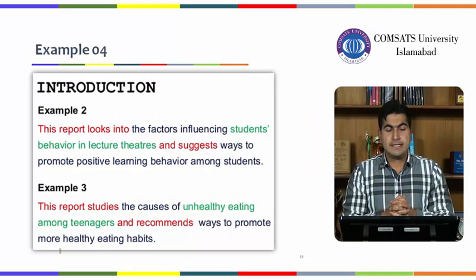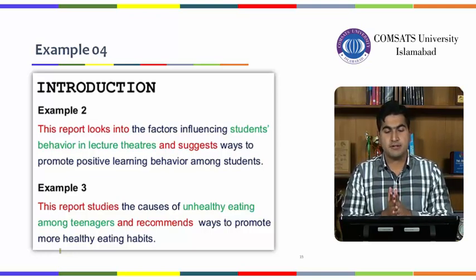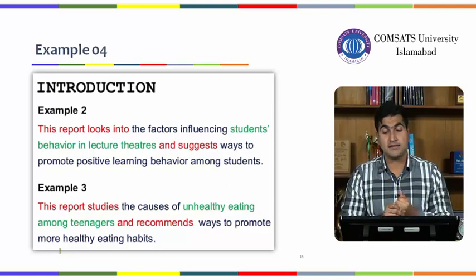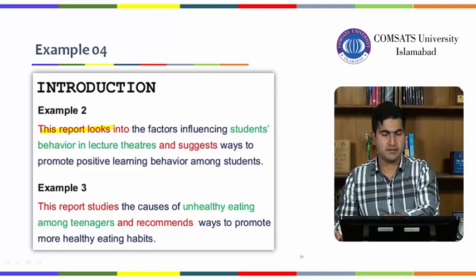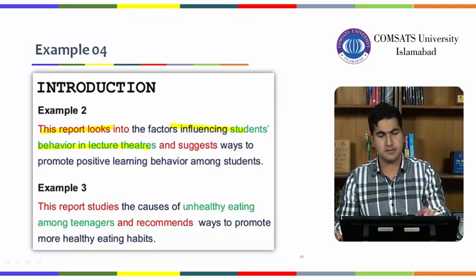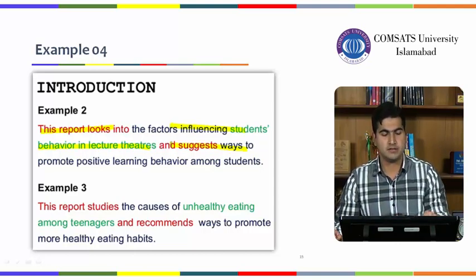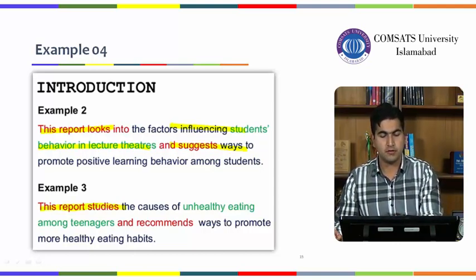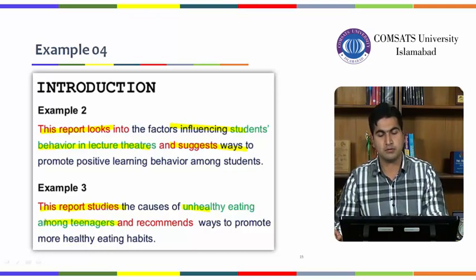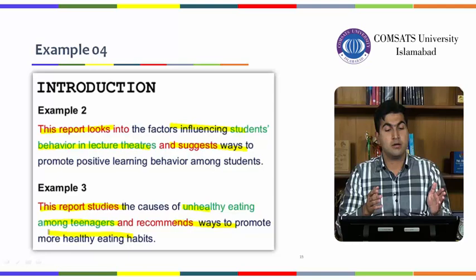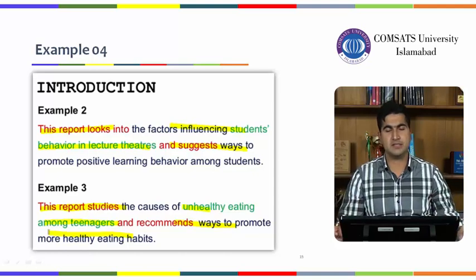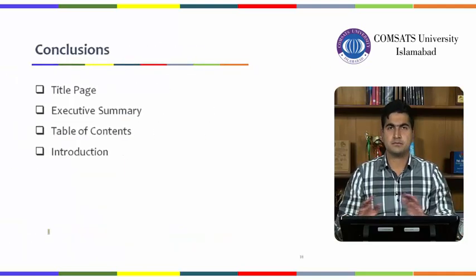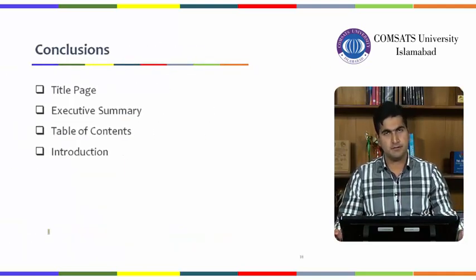Another good example to understand things: this report looks into the factors influencing students' behavior in lecture theatres and suggests ways to improve it. So, purpose: factors influencing student behavior in lecture theatres, the basic problem, recommendation. That's how you do it. This report studies, purpose, causes of unhealthy eating among teenagers, the basic problem, and then recommendation. So, in such a short way you can write it as well, and it can go a little long as well depending on your needs, but that is how you basically do it, and you are not going to face any trouble. With that, we come to the conclusion with some cues.